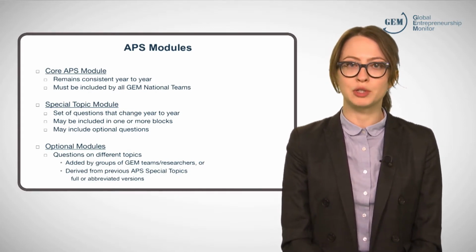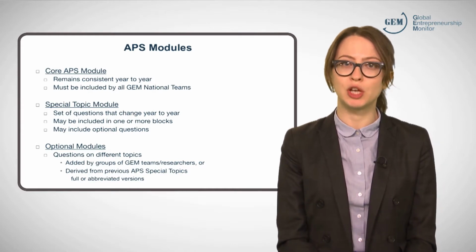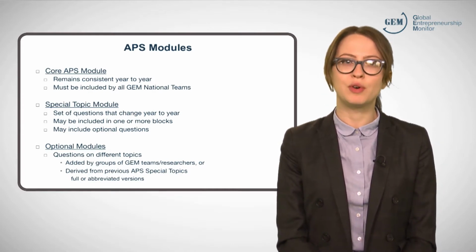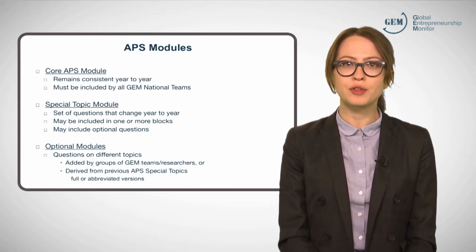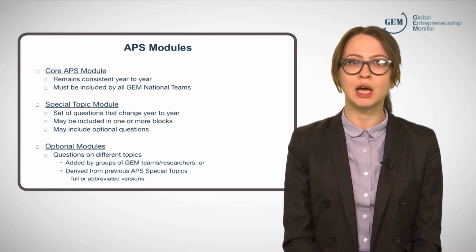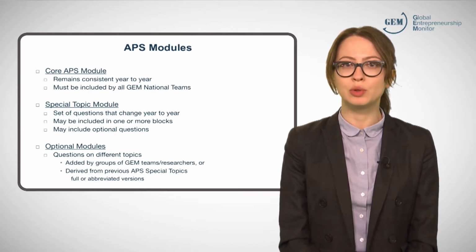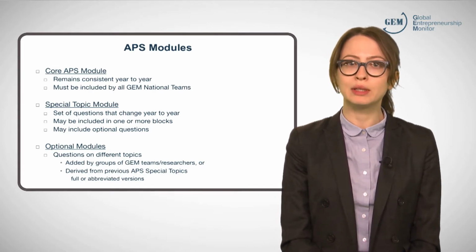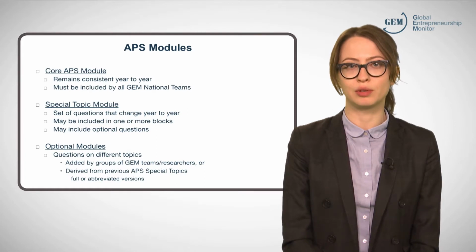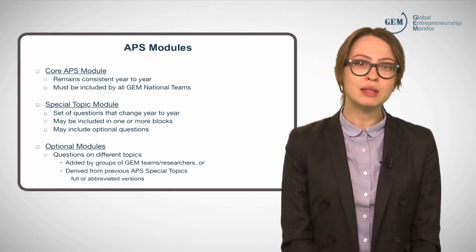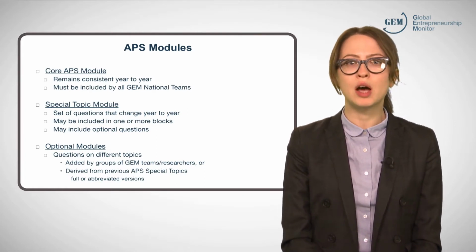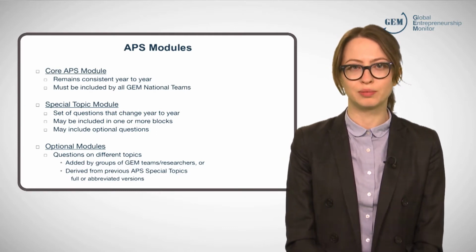The Special Topic module refers to a set of questions which change annually. These questions focus on different research topics, further exploring aspects of entrepreneurship not already covered in the core APS. These questions may be included in one or more blocks, depending on the type of respondent they are intended for. Though the special topic is mandatory for all teams, there are often optional questions within this module.